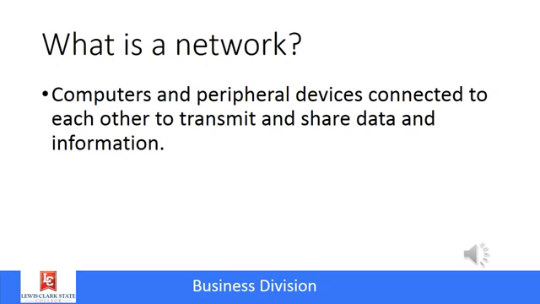A network is a group of computers and peripheral devices that are connected to each other to share data and transmit information back and forth. For example, two computers may be connected to each other to share files or send email, or they might be connected to another printer to share the same printer. The Internet actually is a very large computer network.